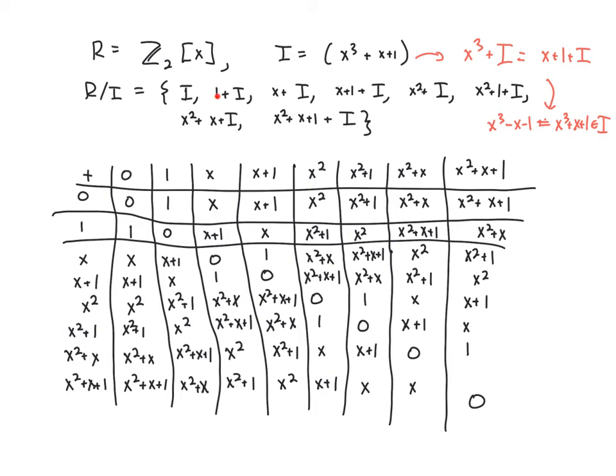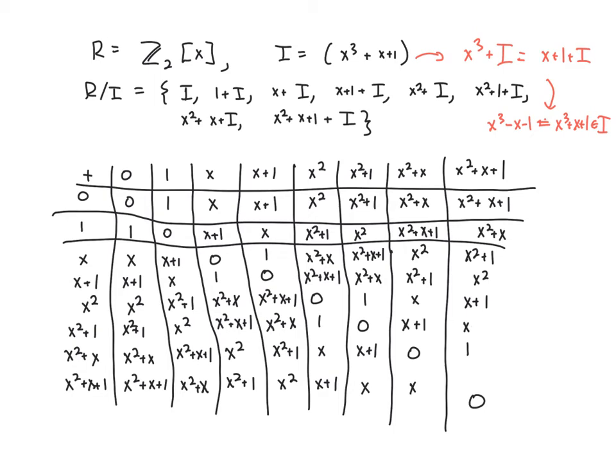So you see that you only have up to degree 2 polynomials, and once you get degree 3, anything degree 3 or higher can be rewritten as a polynomial of lower degree. So even though this is an infinite set, this quotient actually ends up being a finite set with 8 elements.